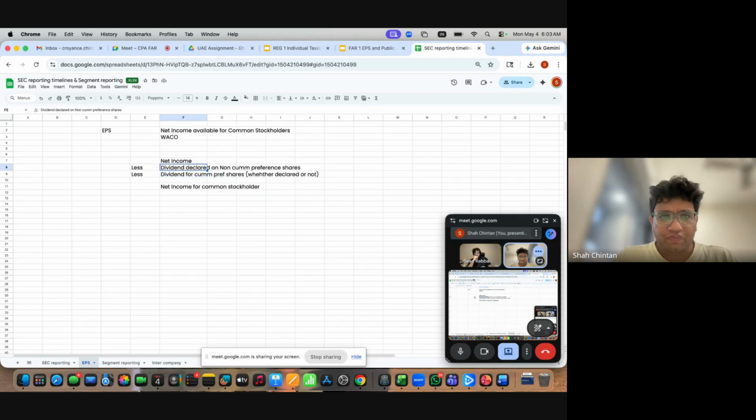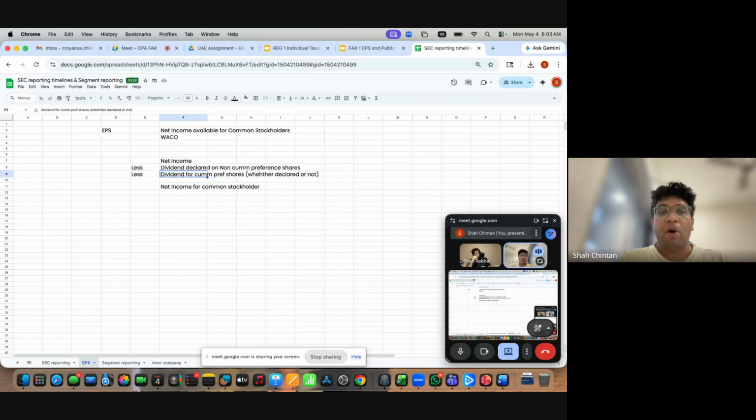Now, first of all, a small concept: what is the difference between dividend declared and dividend declared or not? Non-cumulative preference shareholders get dividend only and only if it is declared by the company. Suppose in year one, we did not declare any dividend. They do not get any dividend that year, nor in future. Year two, not declared, again they get nothing. Year three, we declared the dividend, they only get dividend from the earnings of year three. So you subtract the dividend only if it is declared by the company.